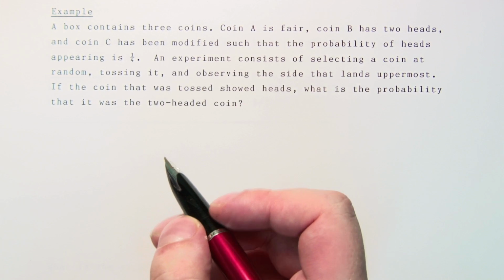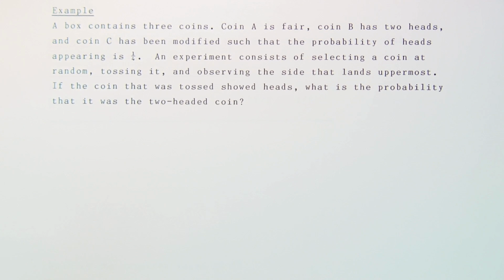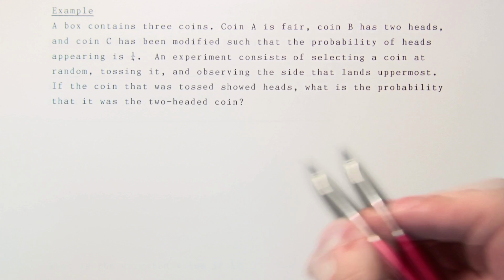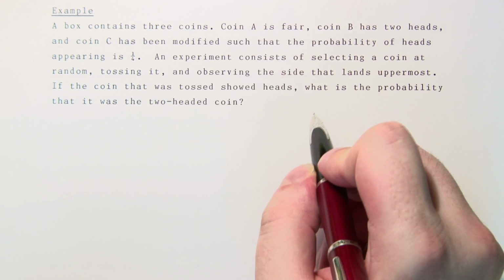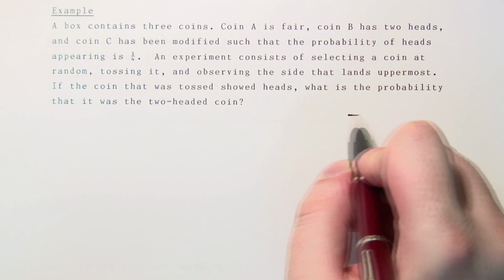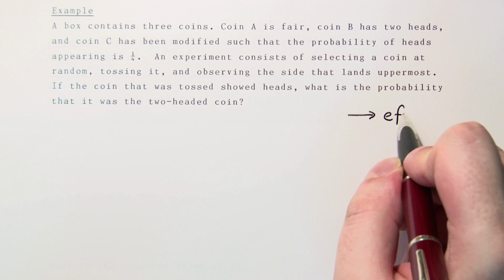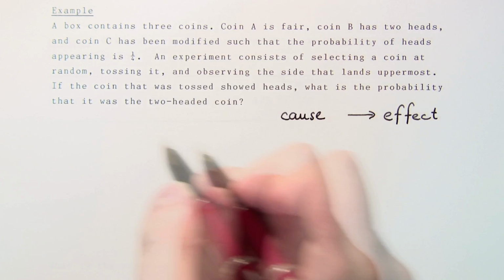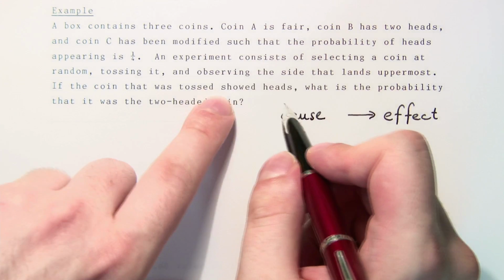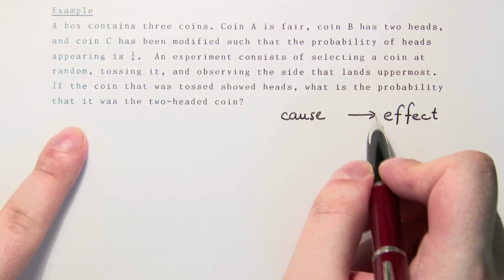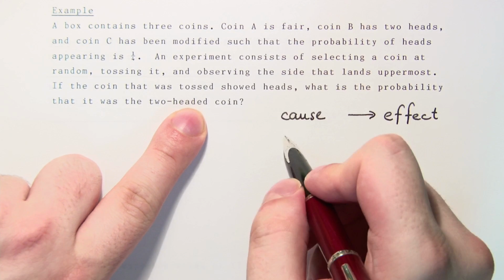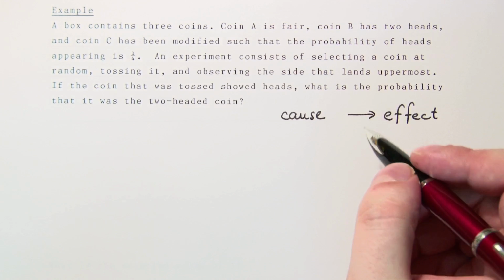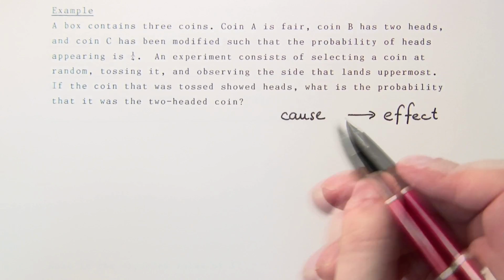Okay. So this is going to be an example of Bayes' theorem because we're observing the effect and we have the cause. So what we're seeing is the coin was tossed and showed heads. This is the effect that we're observing. What is the probability that it was a two-headed coin? We need to figure out what that cause was, because there in fact are 3 different coins that could have caused this effect, and we need to calculate the probability of that two-headed coin causing this effect.